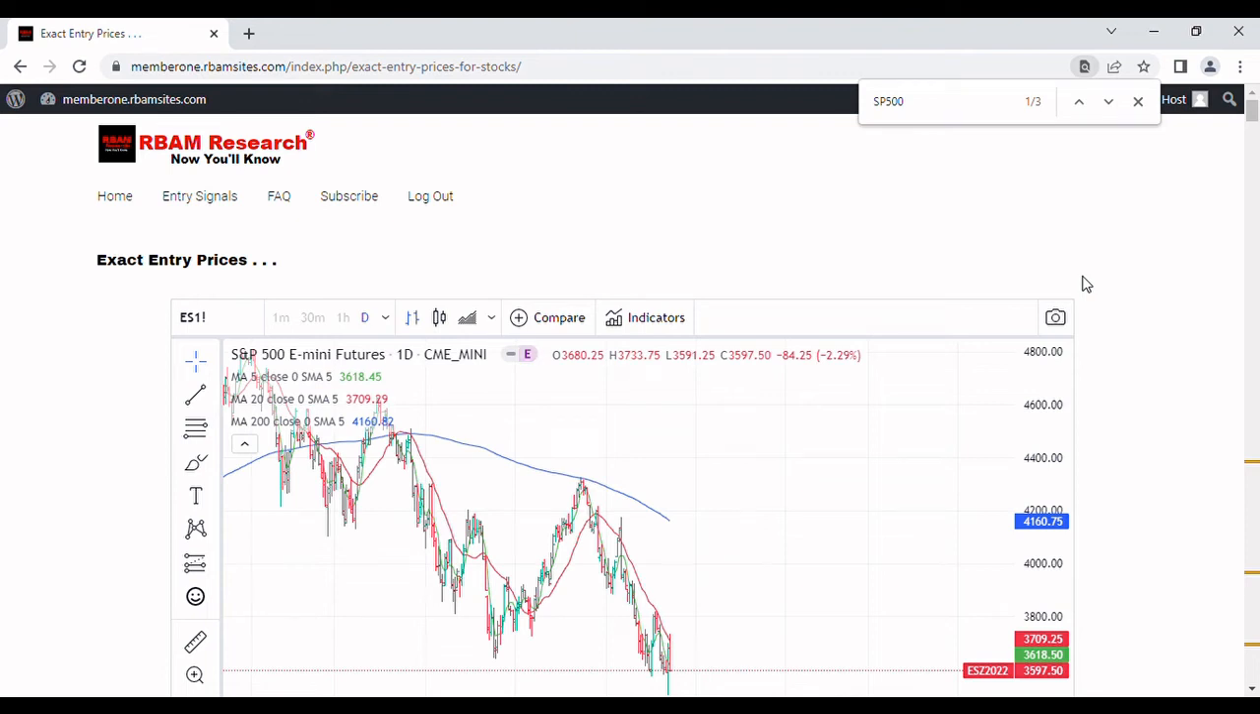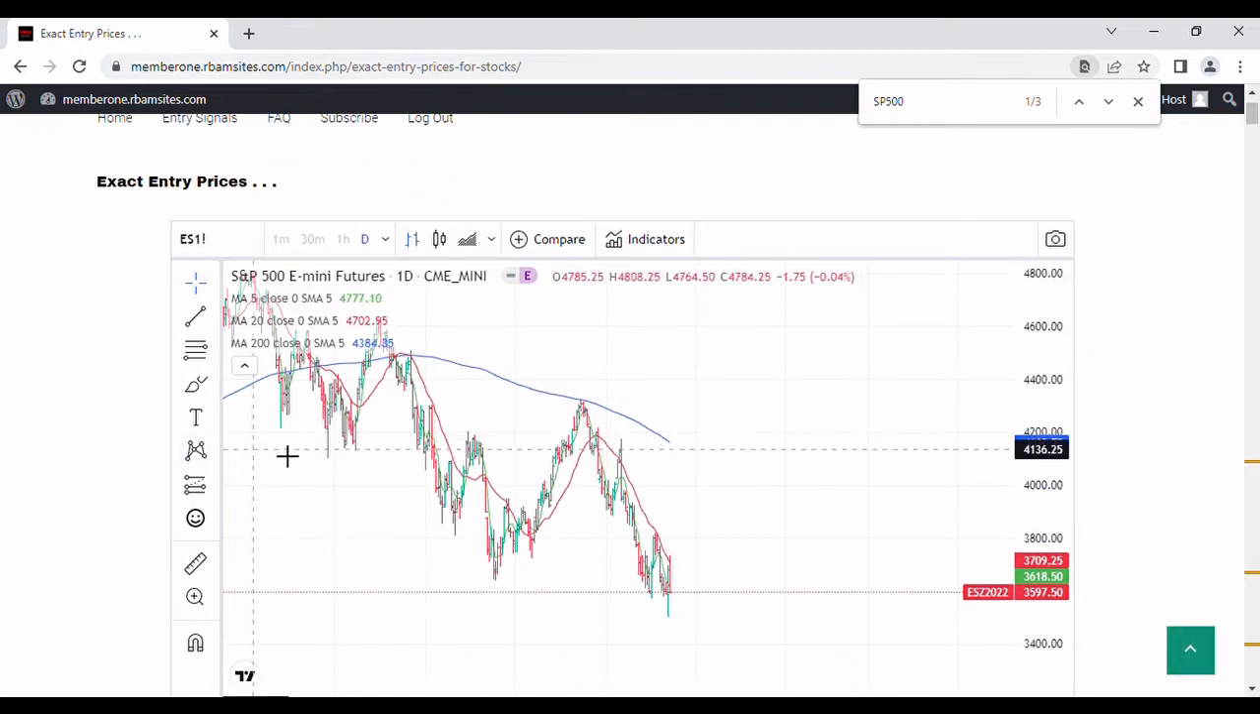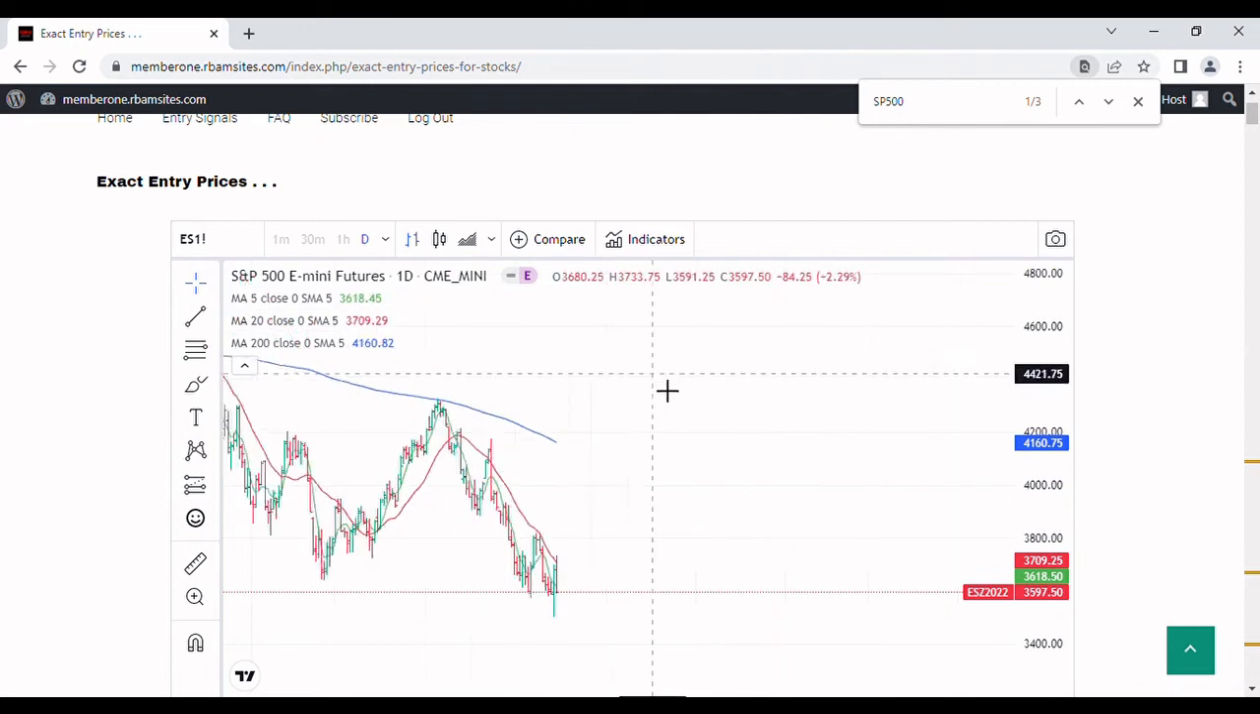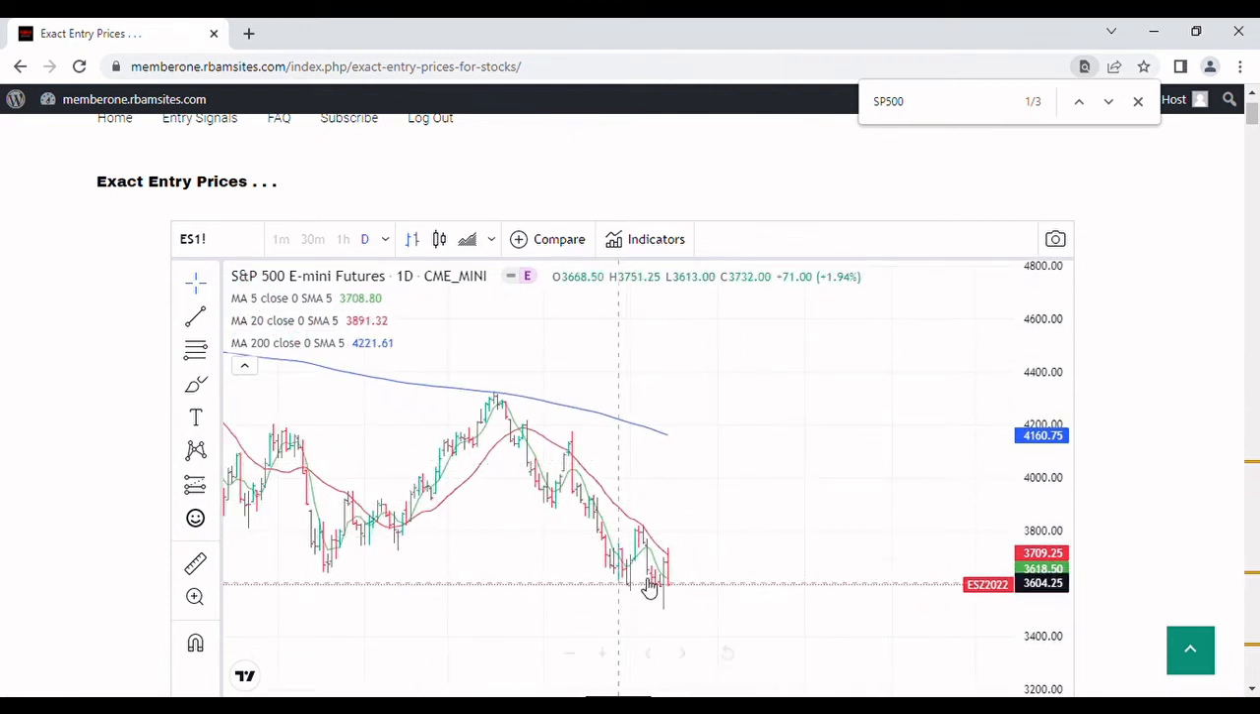We're going to do a brief video on S&P 500 scalping trading strategy, and we've got a daily chart on here for you of the S&P 500 E-mini futures contract from the Chicago Mercantile Exchange, the symbol's ES. We've got a five-day green moving average on here, a 20-day moving average, and a 200-day moving average.